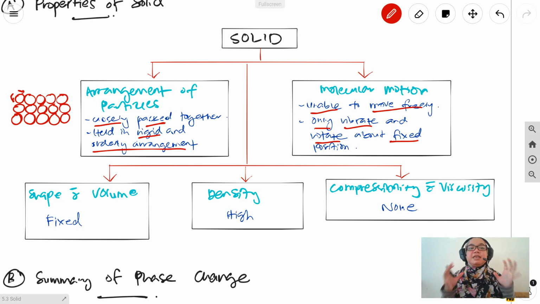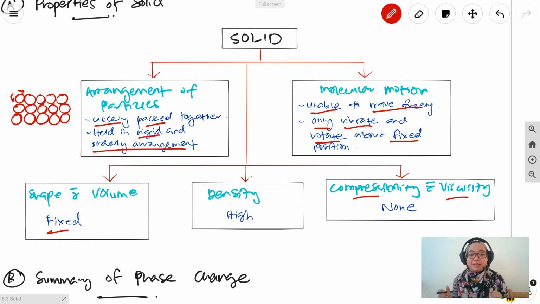Since these solid particles are in a rigid and orderly arrangement, they have a very fixed shape and volume. And the density for solid is very high. Solid cannot be compressed or flow like liquid, so there is no compressibility and viscosity for solid. These are the 5 properties of solid that you need to understand and be aware of.